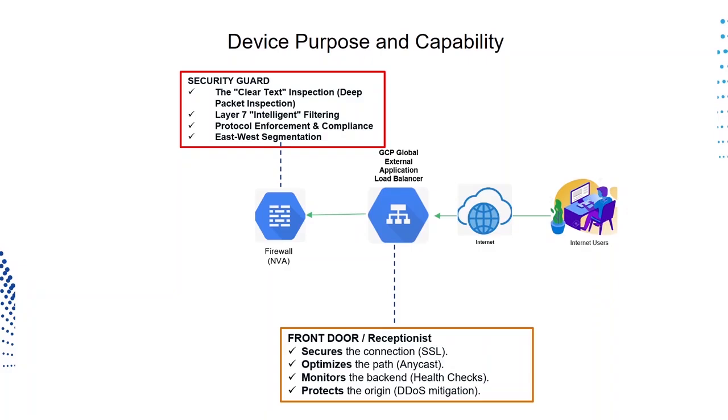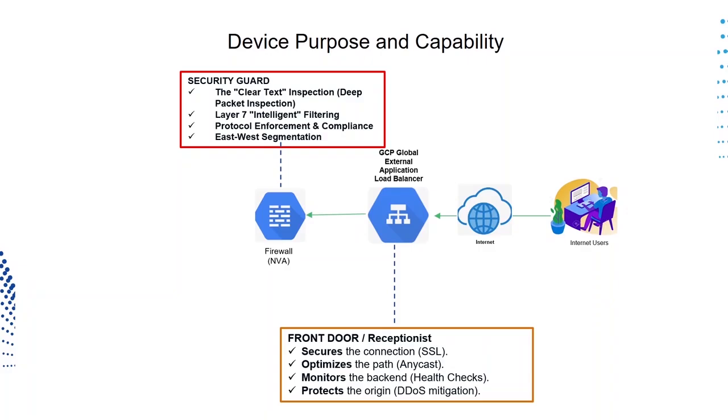This firewall operates at layer 7 and provides WAF-level intelligence. It actively identifies and blocks application layer exploits like SQL injection and cross-site scripting while enforcing strict protocol standards. If an attacker tries to tunnel unauthorized traffic through an open web port, the NVA kills the connection instantly.